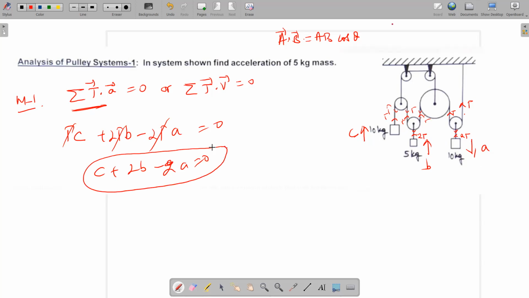This is called the constraint relation. You can say string constraint. This is needed. Why this is needed? I'll tell you.